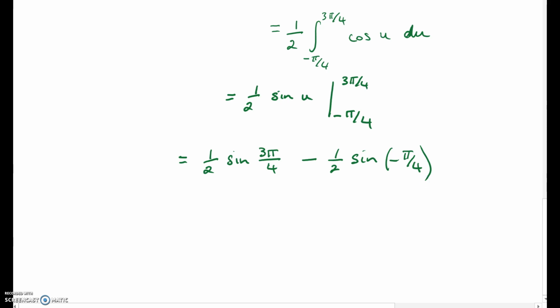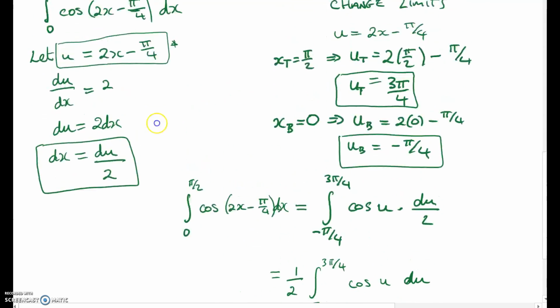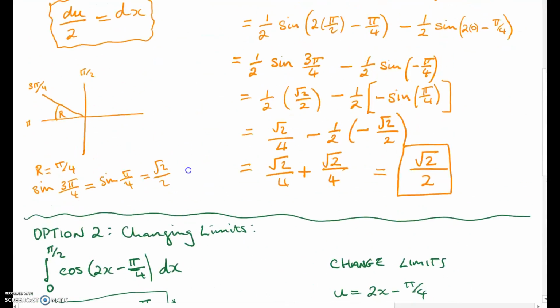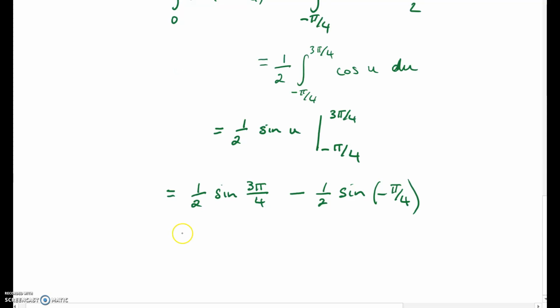And if we look back to where we did this earlier, that is exactly the same expression as we had up here: 1/2 sine 3 pi over 4 minus 1/2 sine negative pi over 4. We've done all that arithmetic before, and we know that the answer is root 2 over 2. So your final answer is root 2 over 2.